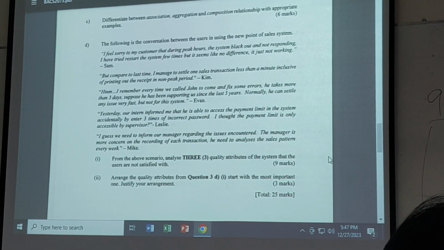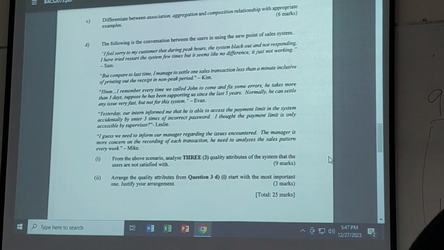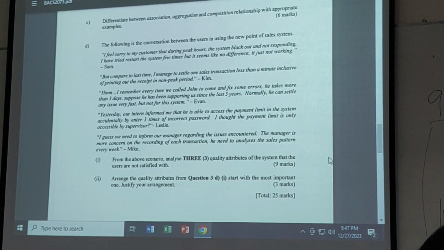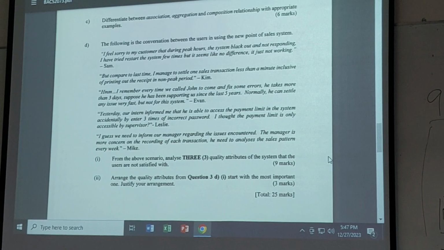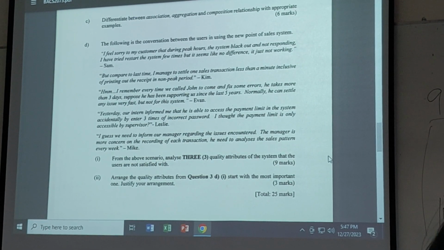Okay, so have you finished studying, reading the material? Now this is regarding a conversation. I have a read on this one. So now, regarding a point of view system. You know what a point of view system is, right?